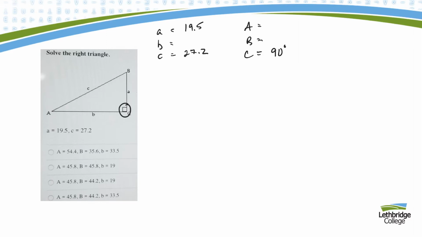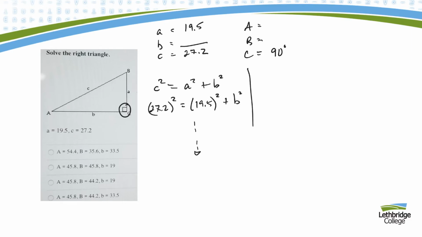Well, I could find out side B using Pythagoras. So C squared is equal to A squared plus B squared. So 27.2 squared is equal to 19.5 squared plus B squared, and you continue on doing that. But that only gives you the other side, doesn't give you any of the angles. So to get the angles, I need to use trig.